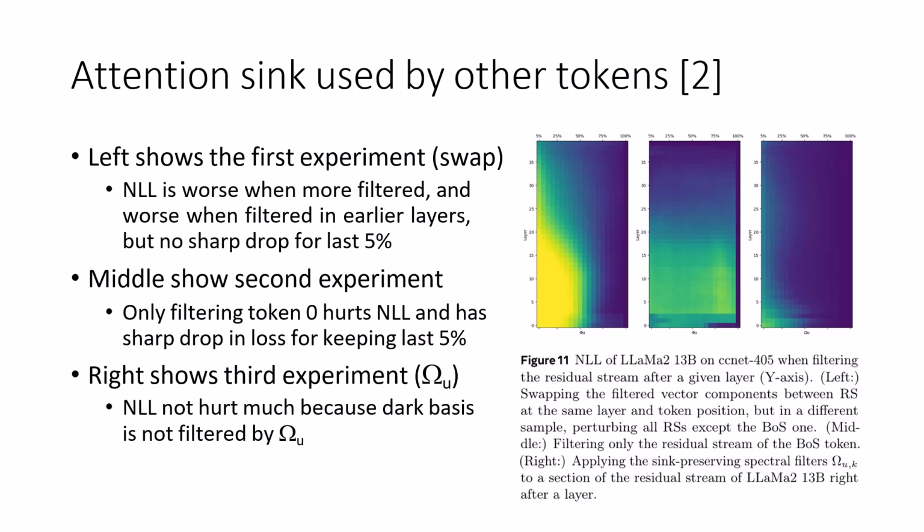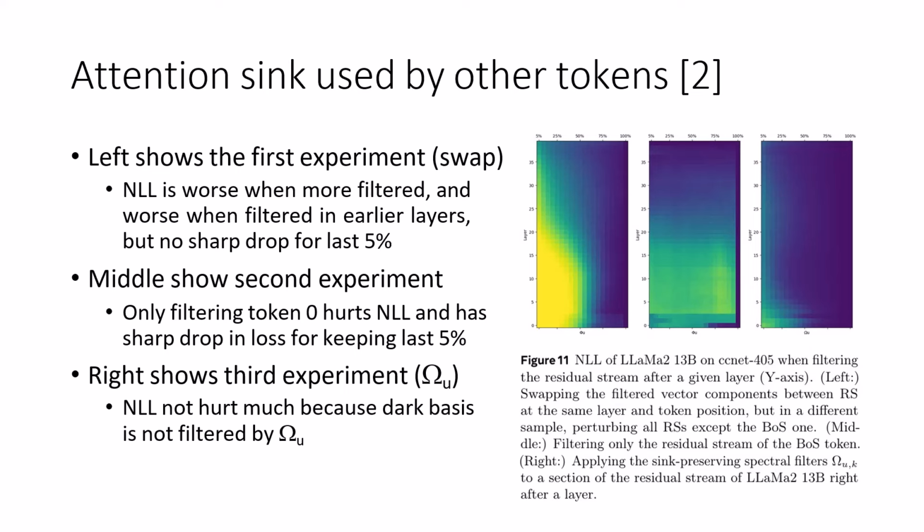In the middle experiment, when you only filter token zero and nothing else, you have this catastrophic effect where it goes from green to dark blue in exactly the last 5%. And then finally on the right is sort of our reverse experiment. We filter a lot of information, but not the last 5%. And you can see that this chart is not perfect. It's not all dark blue, but it is way, way, way closer to all dark blue.